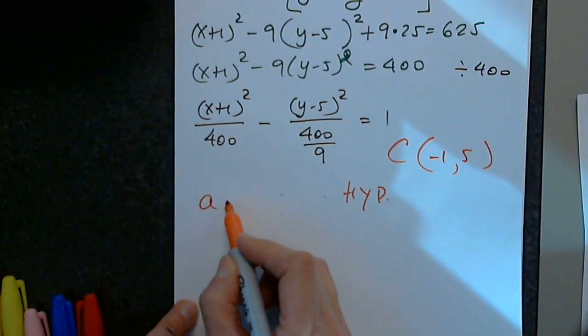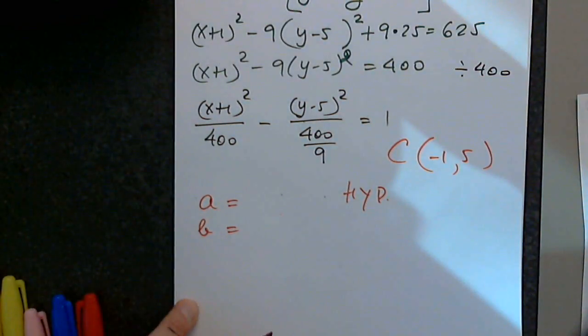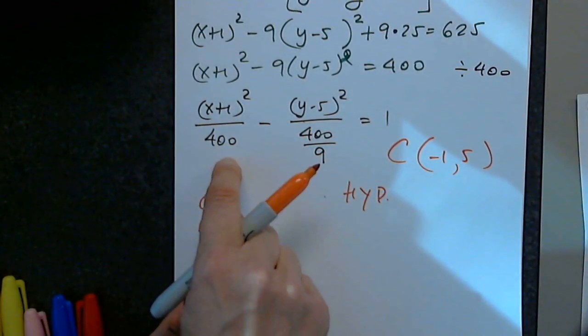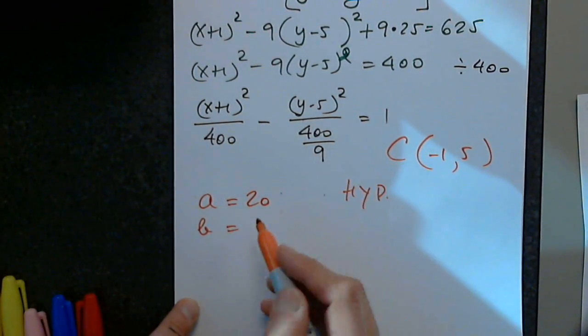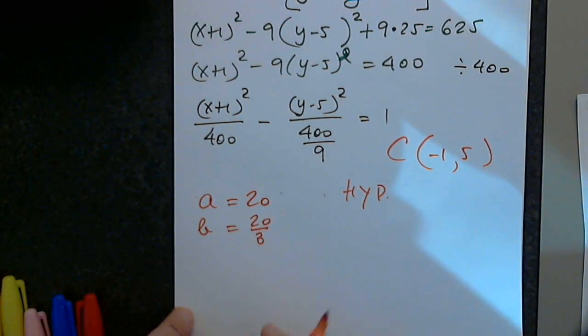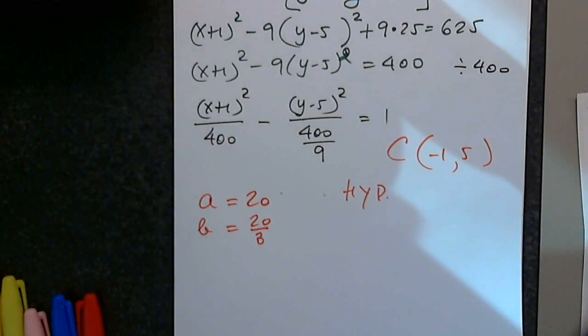And can anyone just give us a and b? A will be the square root of this, 20. And b will be the square root of this, which is 20 divided by 3. Very good. Awesome.